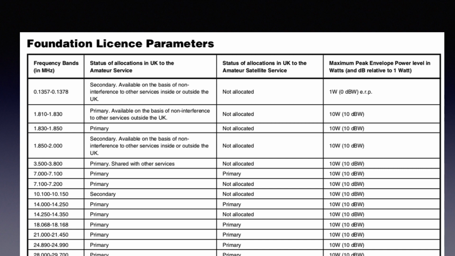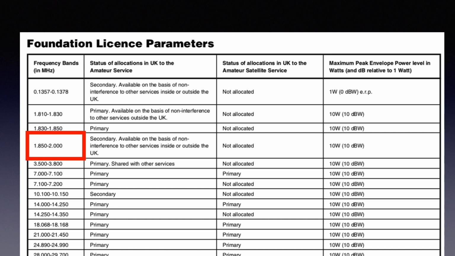So having a look at that, let's have a look at an example from the first column. This is part of some allocations. This is part of top band, which starts, so you can see 2 rows above at 1.81 and goes up to 2 megahertz. And the band then is divided into 3 chunks. The lower band, in other words 2 rows up, is primary, available on the basis of non-interference to other services outside the UK.